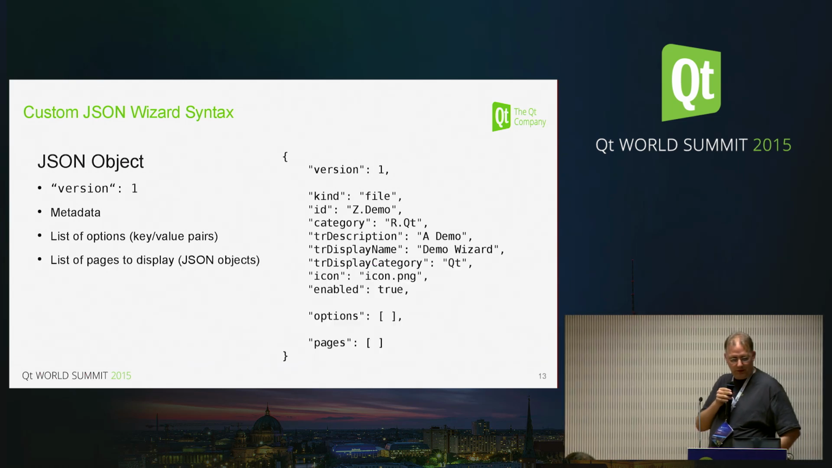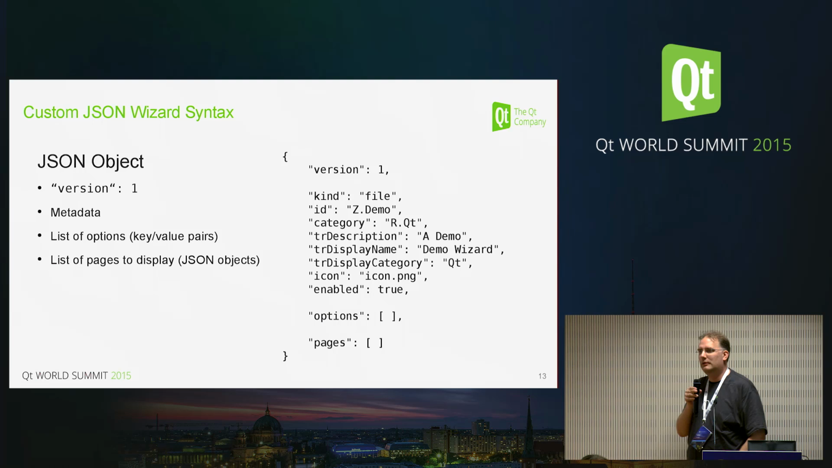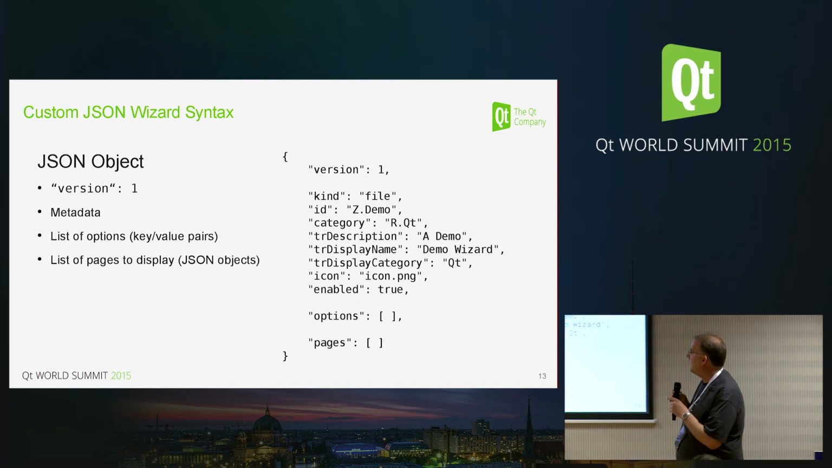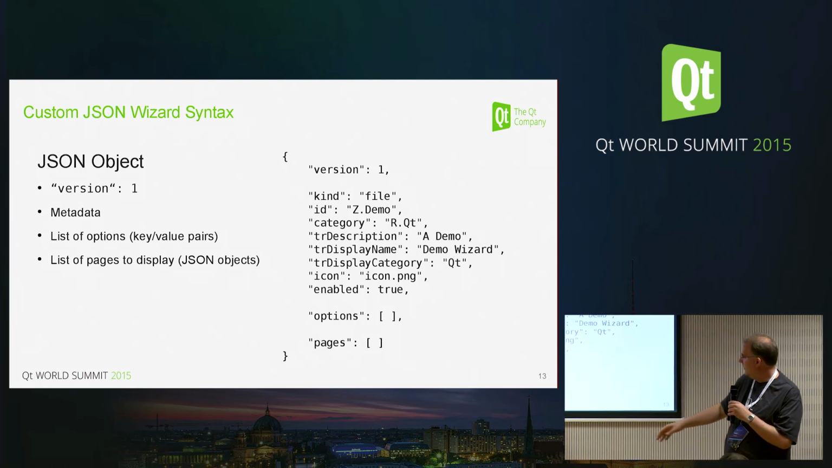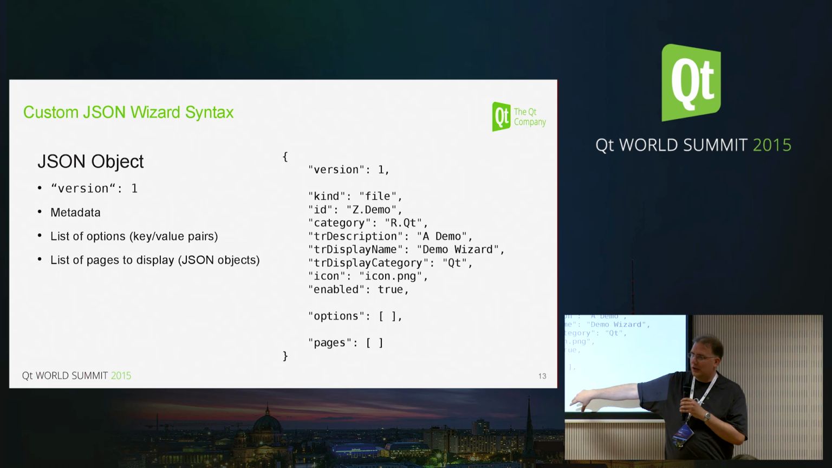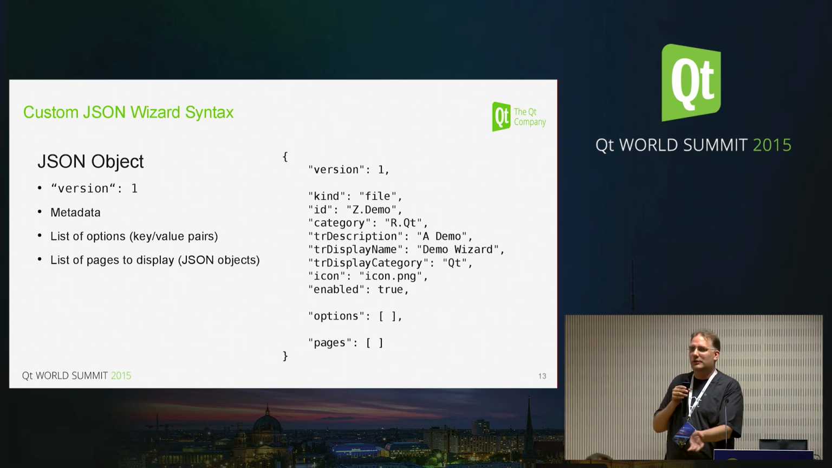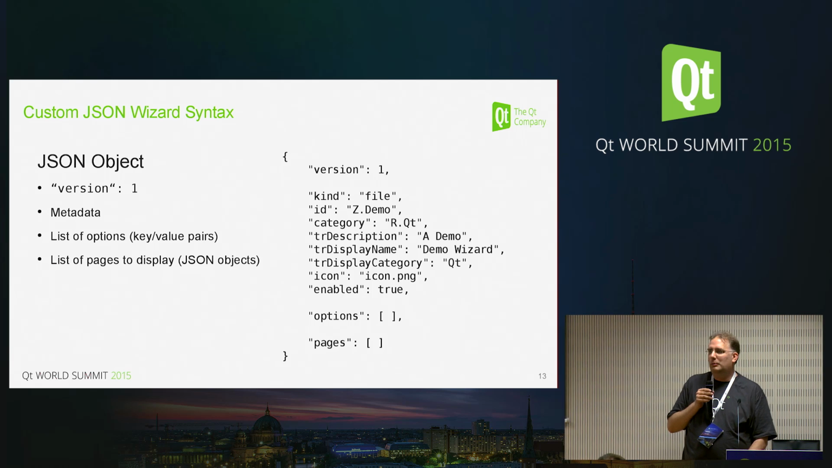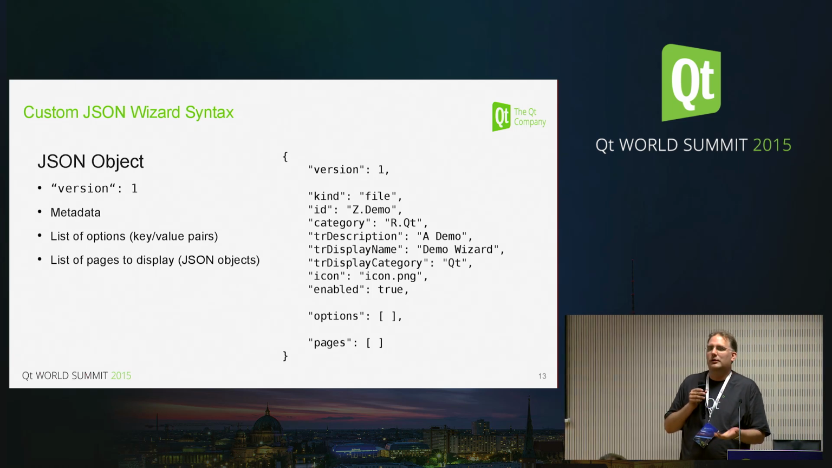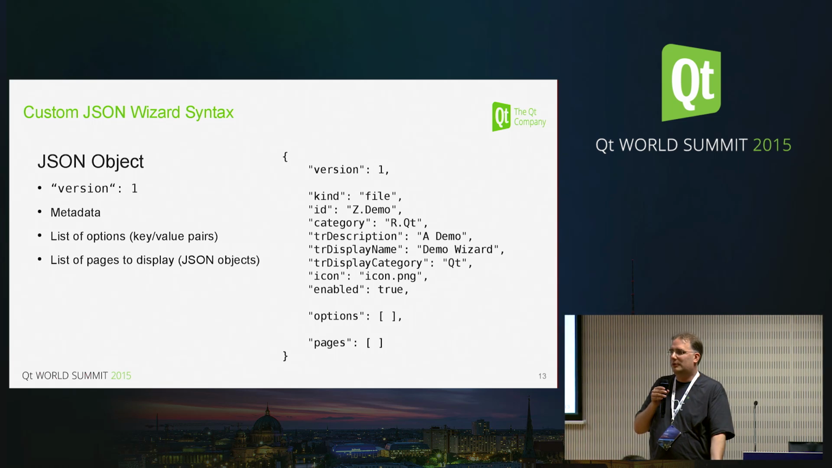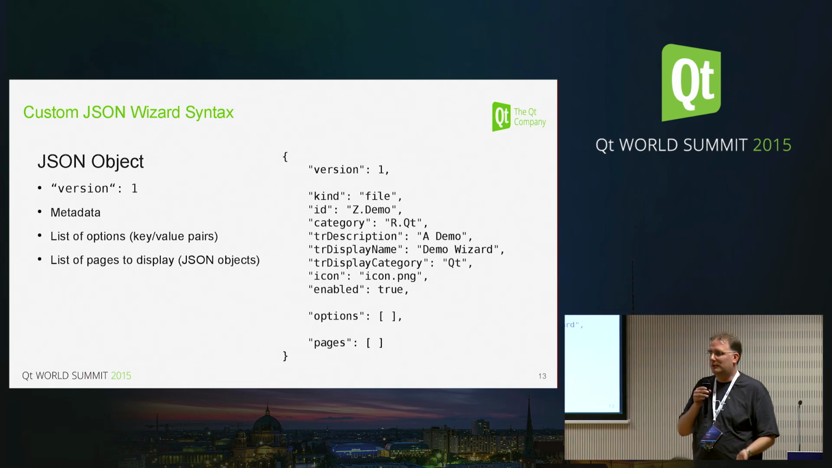The next section is the pages you want to see. And that's, again, a list of JSON objects. The list can be empty. If it's empty, then you don't see a UI, and the wizard will just generate files, which can be useful if, for example, you want a user to download a certain project. You know the URL, so why bother the user with a UI? You just start doing stuff.